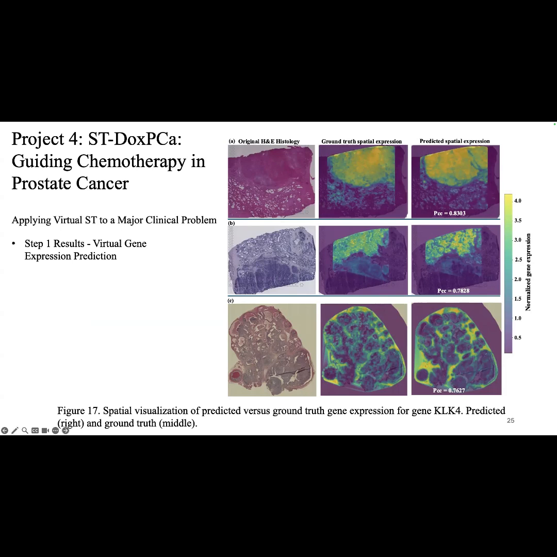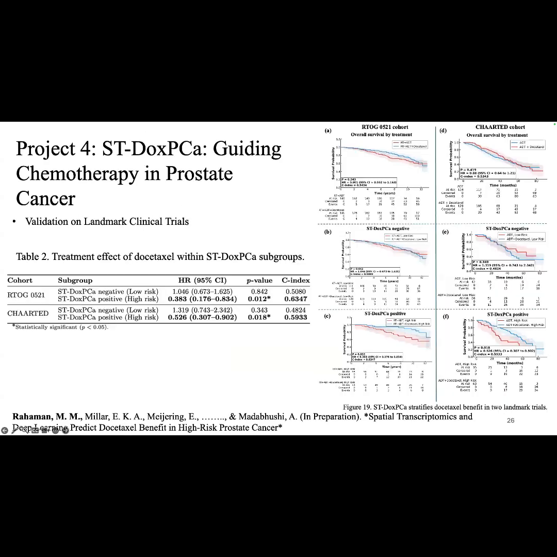So here's the visual demonstration of our virtual spatial transcriptomics. The left is the H&E, the middle is the actual gene expression, and the right is the prediction. And you can see the prediction closely matches the ground truth.